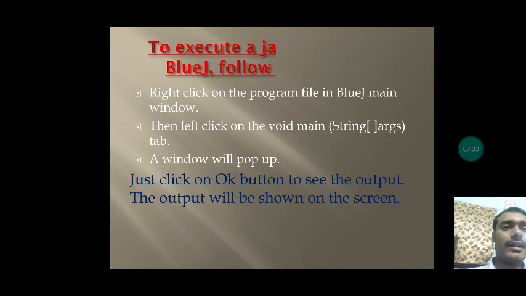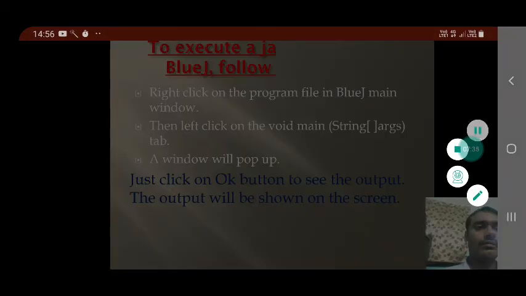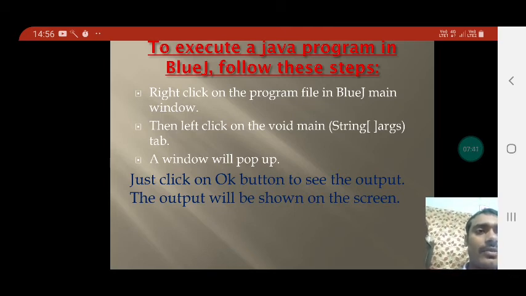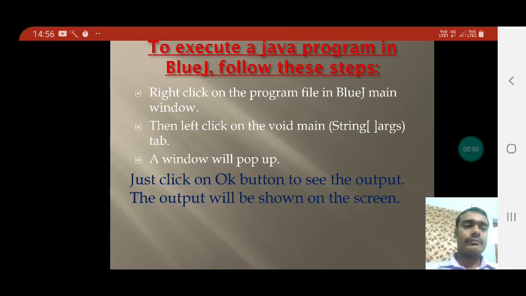Now to execute a Java program in BlueJ, you have to follow these steps. Right click on the program file in the BlueJ main window. Then second step, left click on the void main(String[] args) option. A window will pop up. Just click on the OK button to see the output. The output will be shown on the screen.